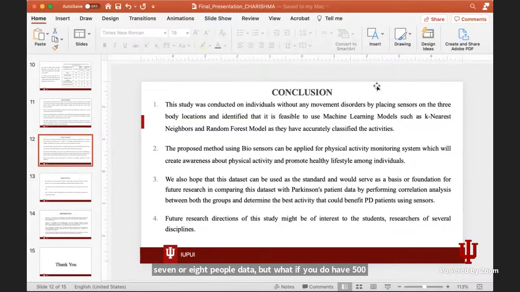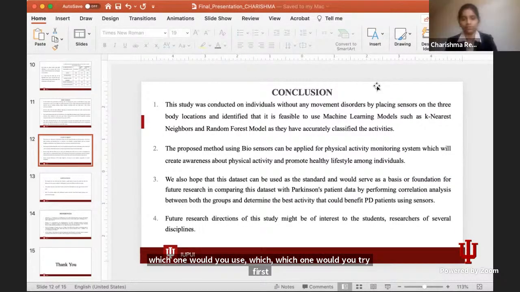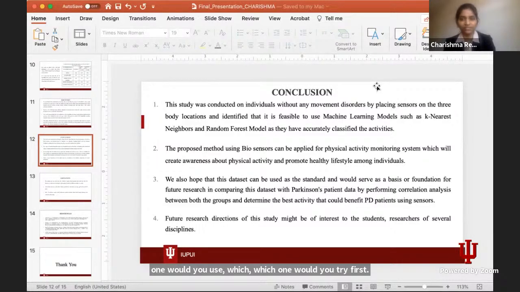Which one would you use? Which one would you try first, supervised or unsupervised? I think we have to use unsupervised first to see how the activities are, how the acceleration and gyro data split by doing the clustering. And then based on that, we can use supervised machine learning.